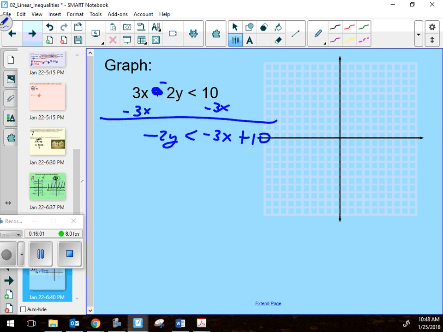Now is the key moment. What forces the sign to change? So far, it has not changed. What will now force the sign to change? Yes? Dividing by a negative. Divide negative 2, divide negative 2, divide negative 2. And I will have y is greater than, sign changed, 3 over 2x minus 5.